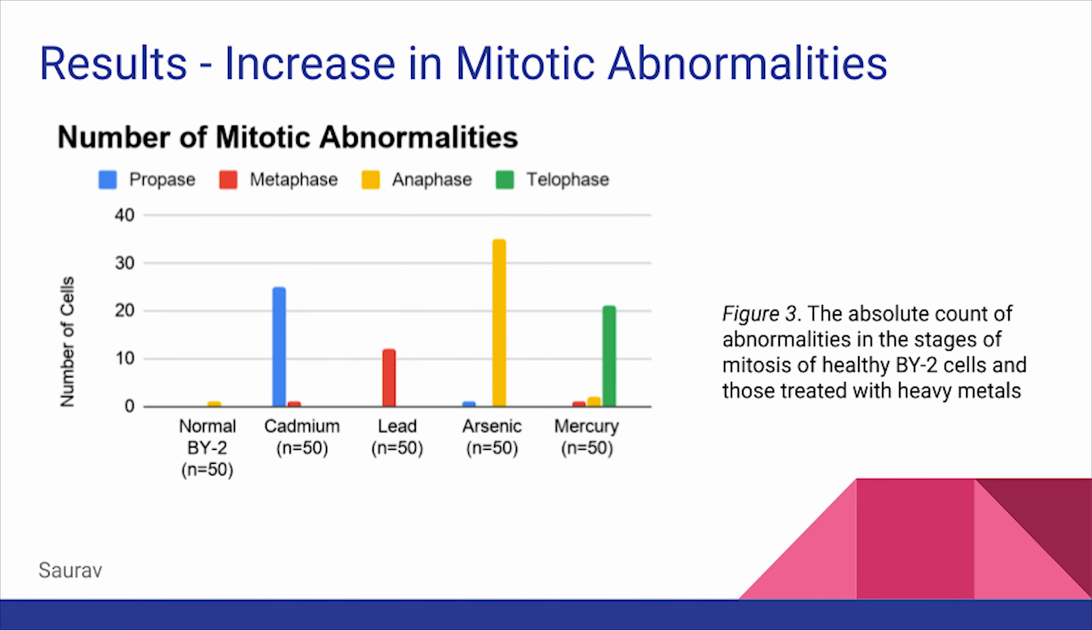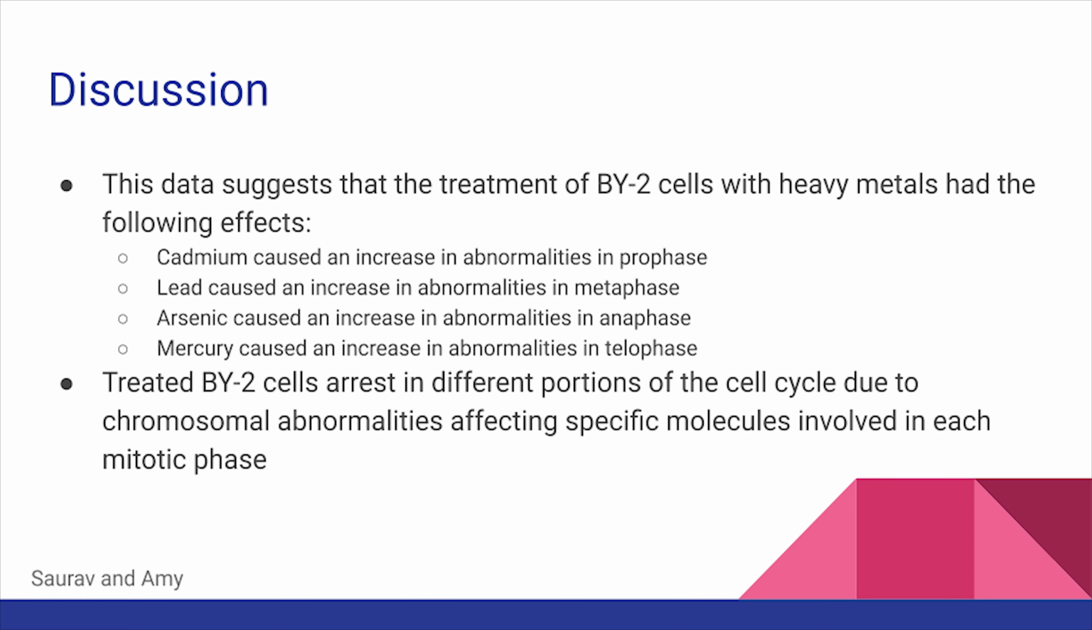In addition, whereas the number of mitotic abnormalities in each of the mitotic stages in the negative control was, as expected, nearly 0, aberrations in prophase increased with the treatment of cadmium, those in metaphase increased with lead treatment, those in anaphase increased with arsenic treatment, and those in telophase increased with mercury treatment. The data shown in our graphs suggests that the treatment of BY-2 cells with heavy metals had the following effects. Cadmium caused an increase in abnormalities in prophase, lead caused an increase in abnormalities in metaphase, arsenic caused an increase in abnormalities in anaphase, and mercury caused an increase in abnormalities in telophase.